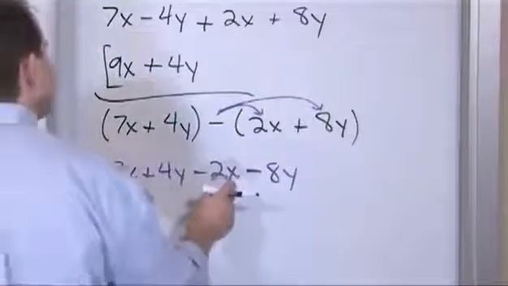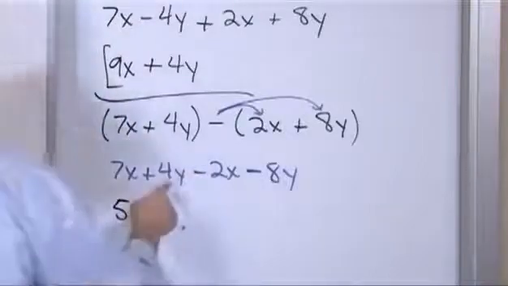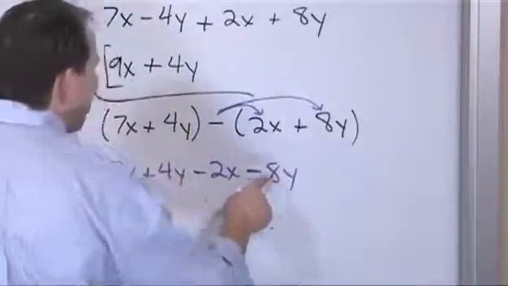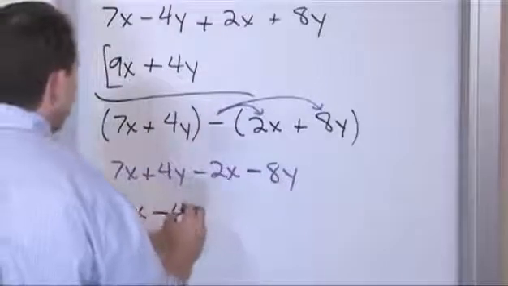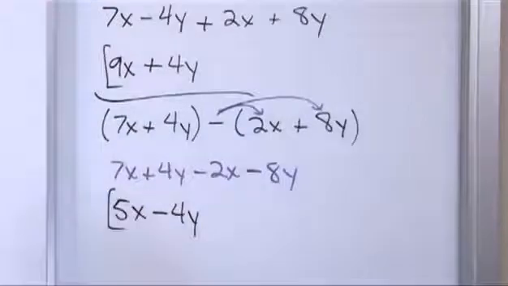Here I have x and x. 7 minus 2 is 5. Got to bring x along for the ride. 4y minus 8y, I'm going to have a minus 4y because I have 4 minus 8 here. So I have 5x minus 4y.